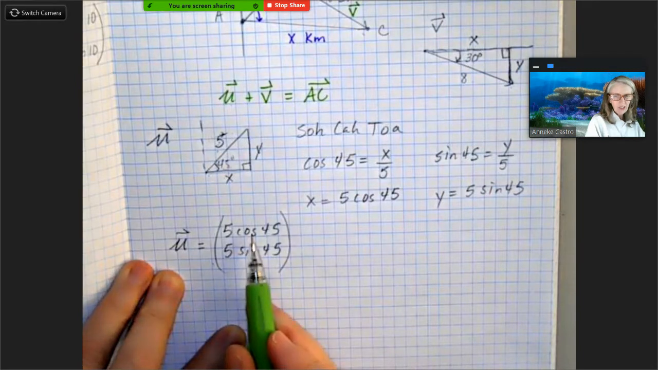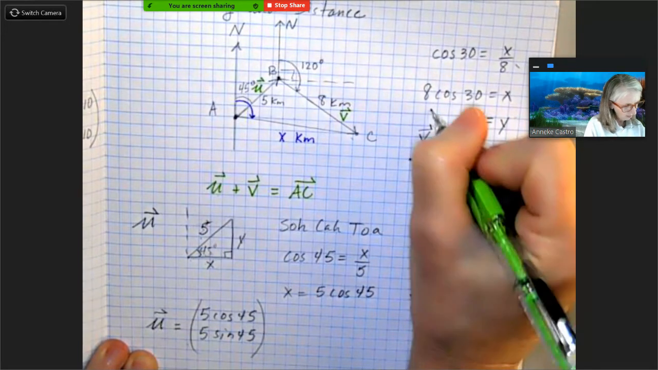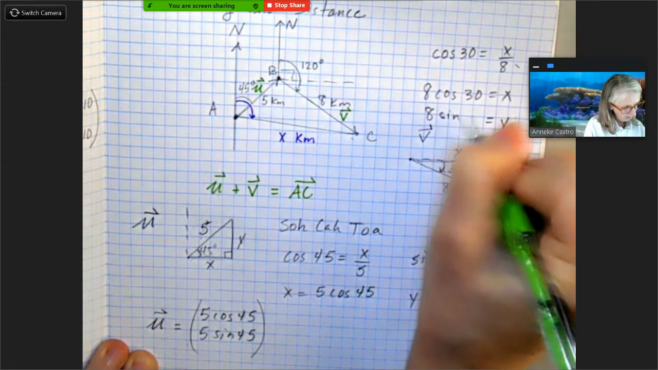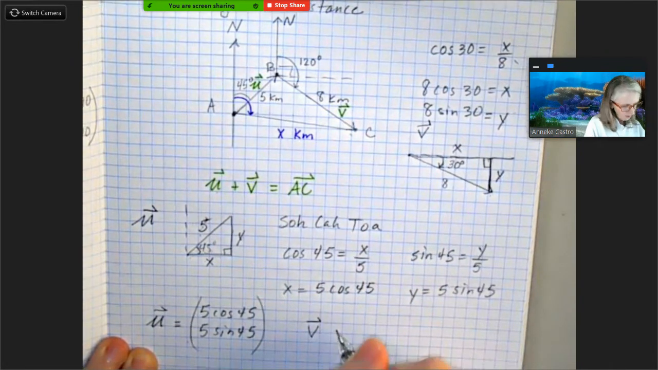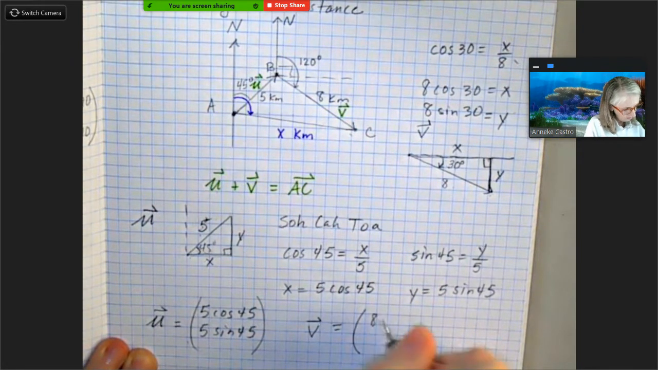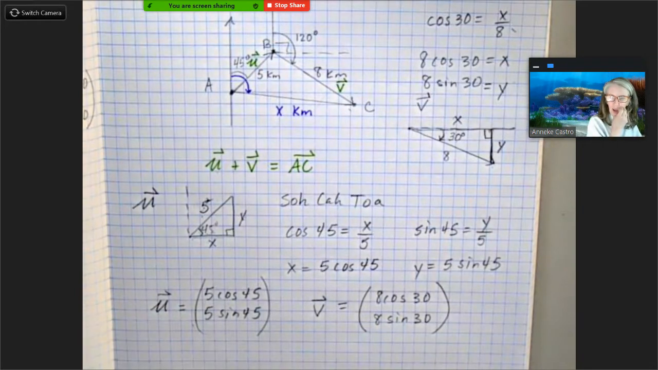It's just going to change from cosine to sine. Okay, so the Y, I could run through the whole thing, but hopefully you're seeing the pattern here. It's going to be 8 sine 30. So vector V is going to be equal to 8 cosine 30 is the X and 8 sine 30 is the Y. See how you always get this pattern, okay?